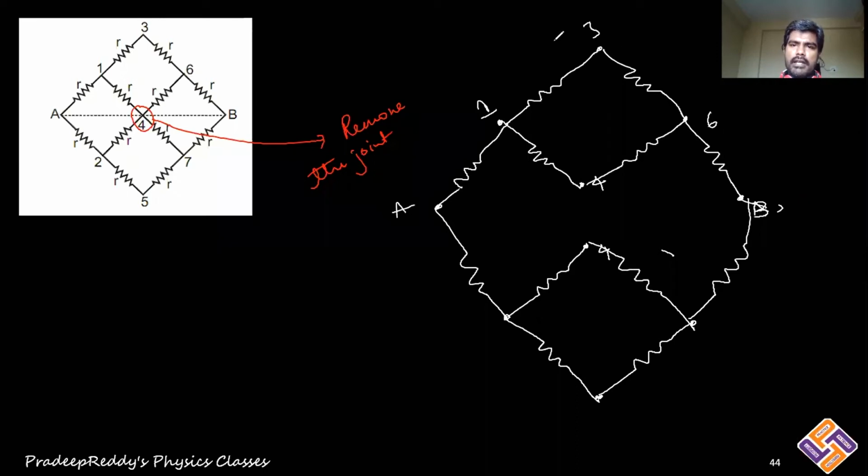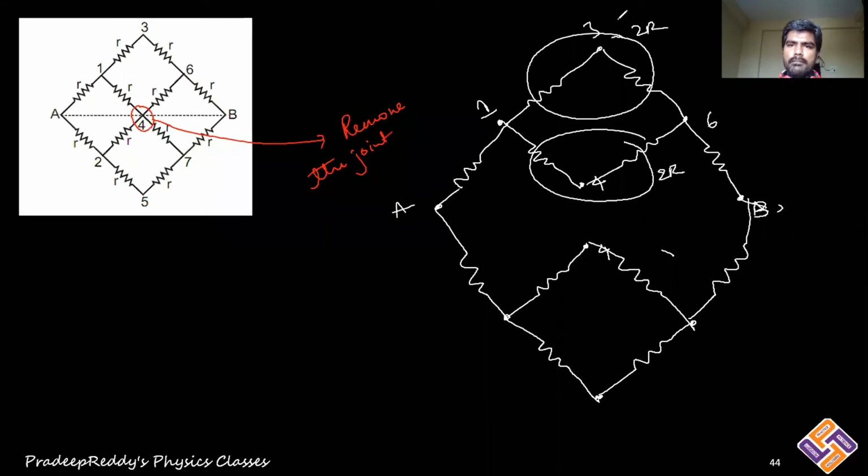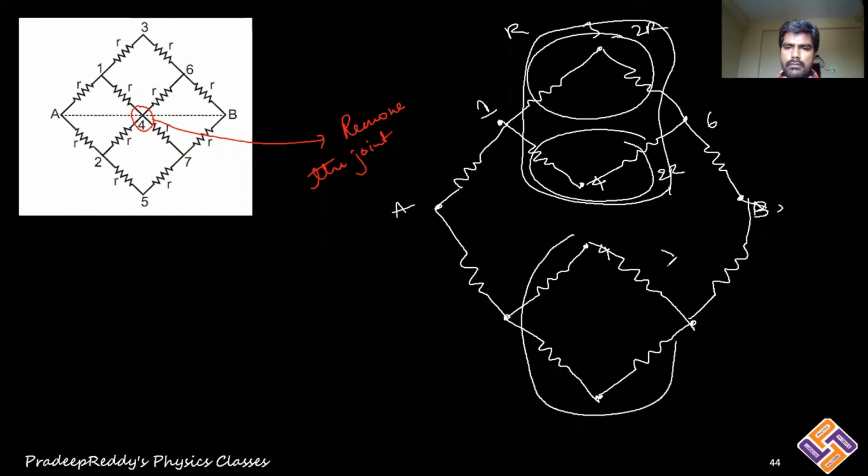Check it out. These two are connected in series. These two are connected in series. What is its value? 2R. What is its value? 2R. Overall, those two are connected in parallel. So what will be the effective resistance for this total? This total value becomes R. Likewise, the same thing will happen here also. What is the overall resistance here? R. So I'll erase this and simply draw that R here.